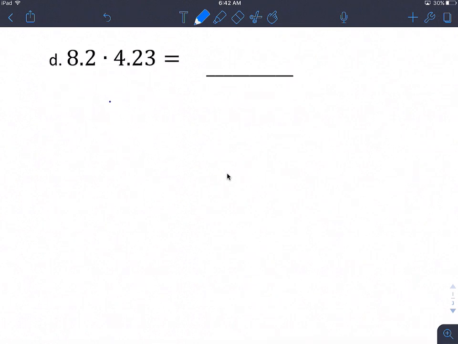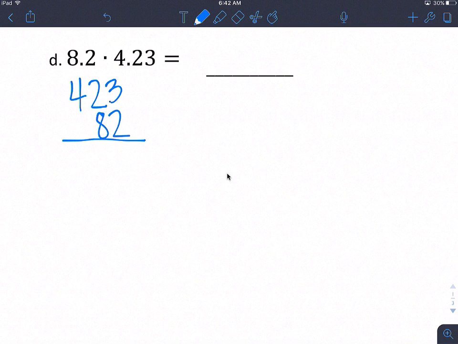Now let's take a look at this one. So we have 8.2 multiplied by 423. Now with multiplication, it doesn't matter what order you put it in. So I could put the 423 on top, and again, I'm pretending the decimals aren't even there. So I'll show you both ways again. So this is 423 times 82 now. I'm going to start with multiplying by 2's. 2 times 3 is 6. 2 times 2 is 4. 2 times 4 is 8.